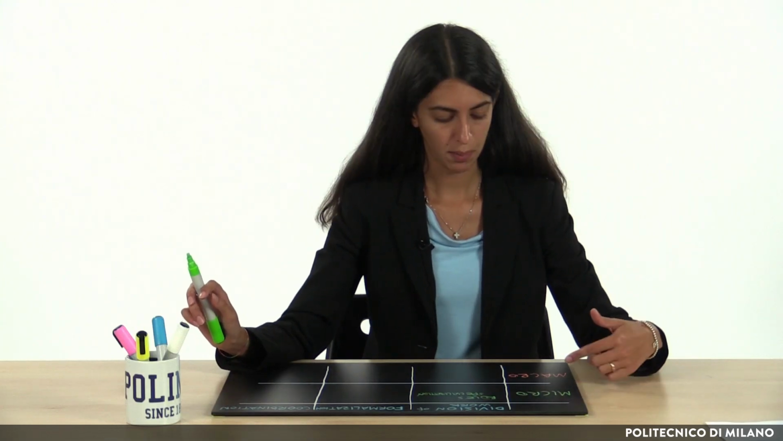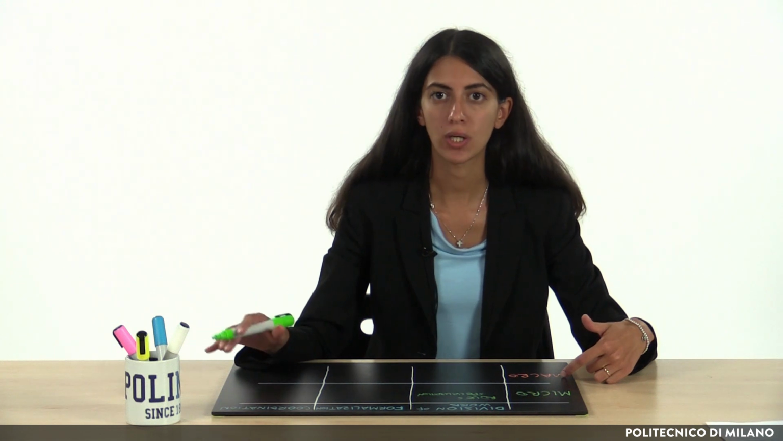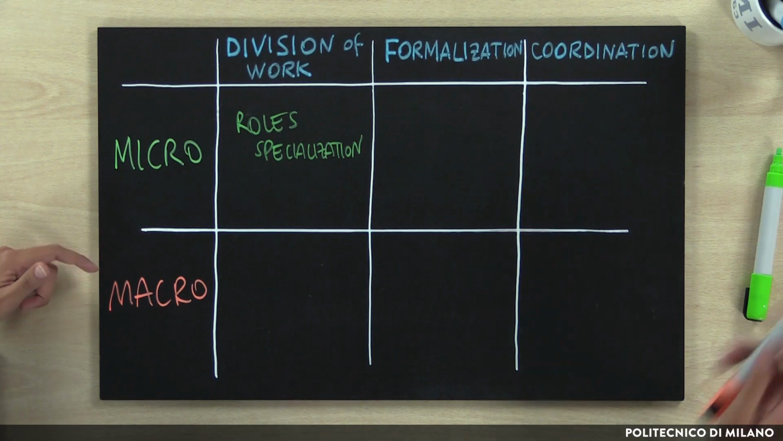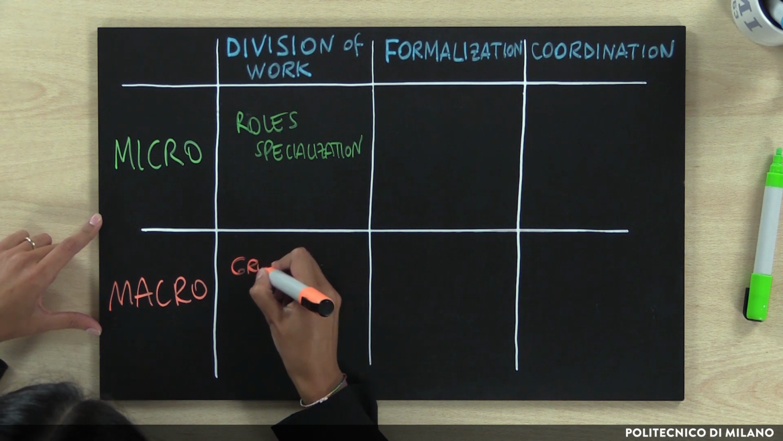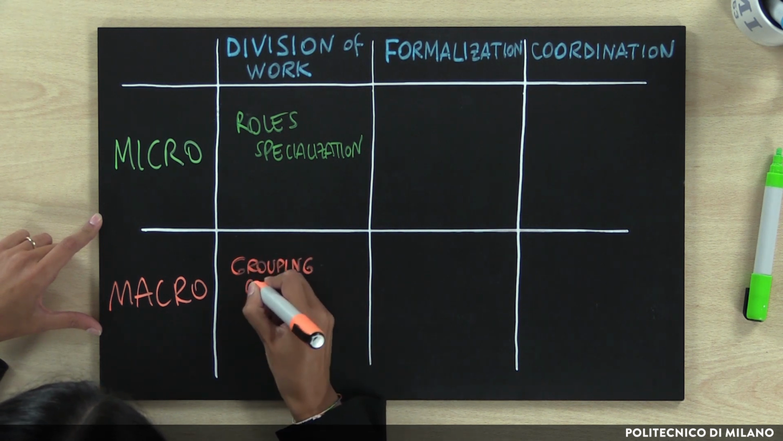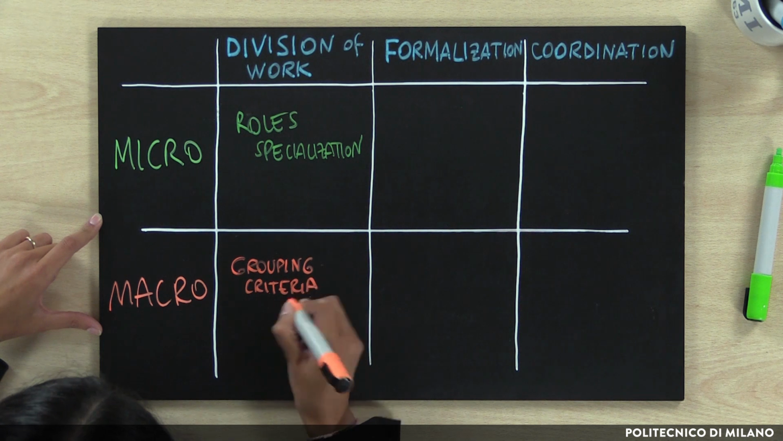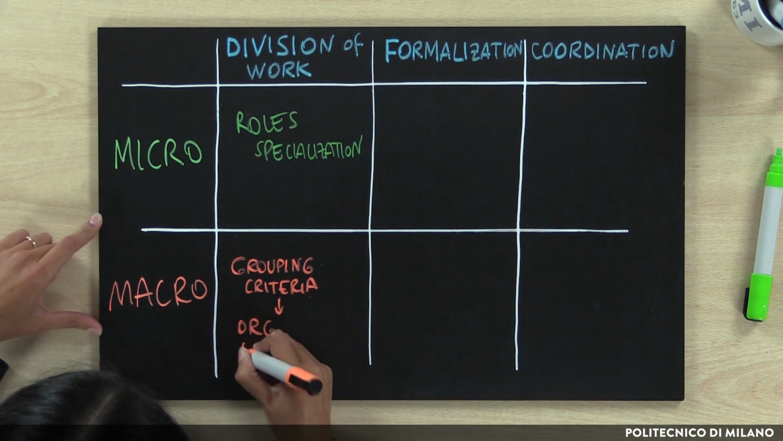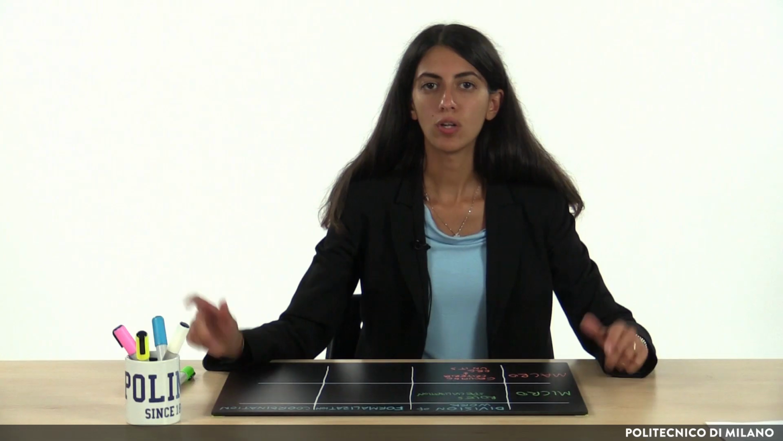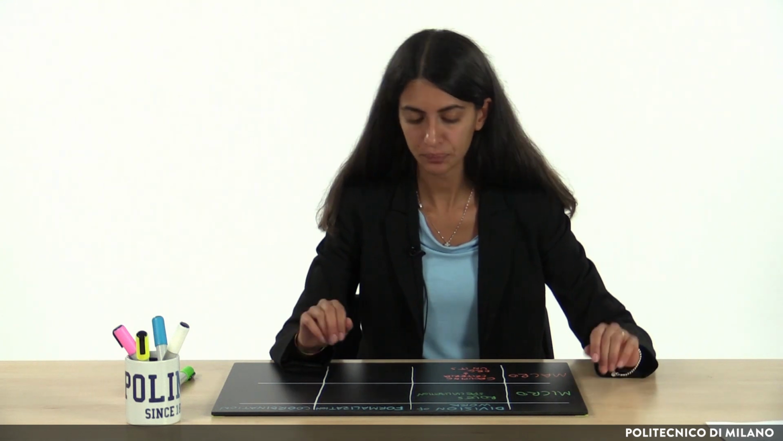The specialization at the macro level implies instead the definition of the grouping criteria to create autonomous organizational units which carry on a set of interrelated tasks. Also, in this case, we have different options for grouping criteria that we will see in details in a dedicated lecture. The second crucial choice is the level of formalization.